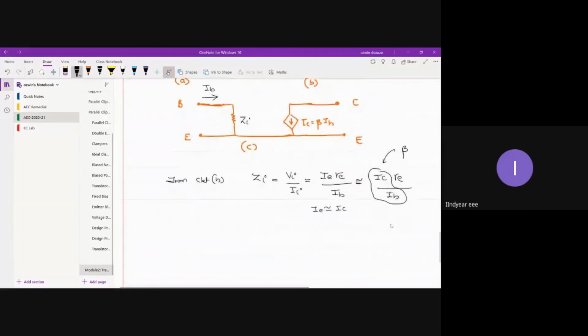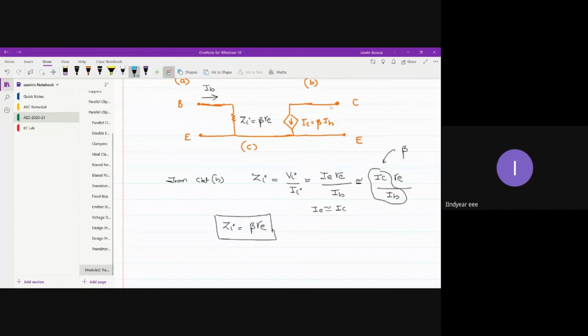Now, what is this ratio? IC by IB. So IC by IB ratio is beta. Okay, so in case of common emitter configuration, the input impedance appears as beta times RE. So it is not RE, it is basically beta times RE. That's because the current gain amplifies the input impedance. So this ZI can now be replaced with beta RE, and this can be considered as the same base current which gets into ZI as well. Okay, so this is your equivalent circuit.